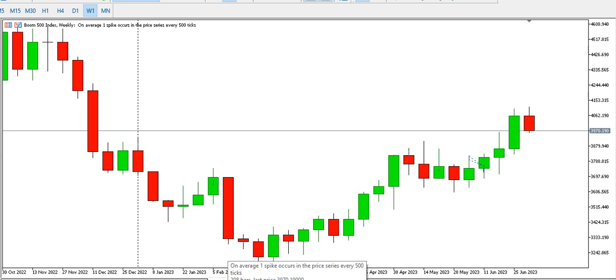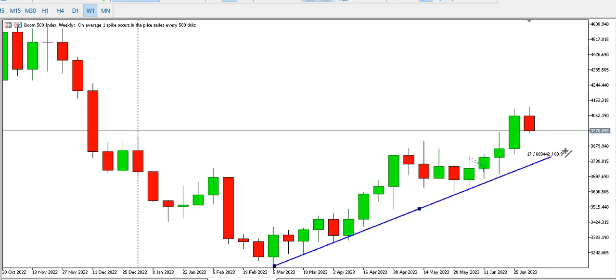For Boom 500 index, price has been rising. We have this bullish trend on the weekly time frame, but this current particular week, we can see price is trying to form a top, and price has been retracing.